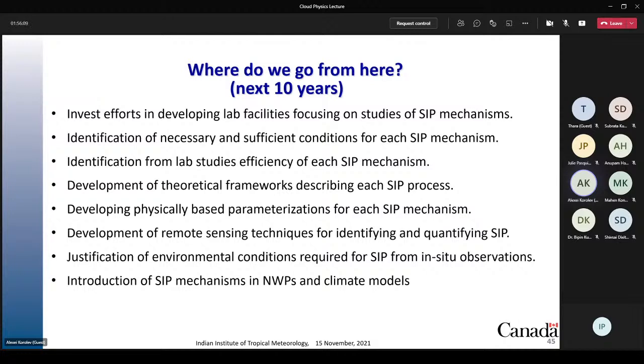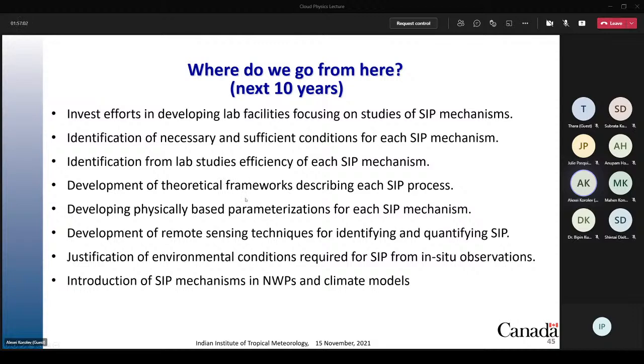So where do we go from here? We are talking about the next 10, maybe 20 years. Normally the process should go like this. We have to invest effort in developing lab facilities focusing on studies of secondary ice production mechanisms. This should result in identification of necessary and sufficient conditions and the efficiency of those mechanisms. Each of those mechanisms depends on many different parameters. For example, the Hallett-Mossop process is usually represented as depending only on temperature, but it includes many more parameters.